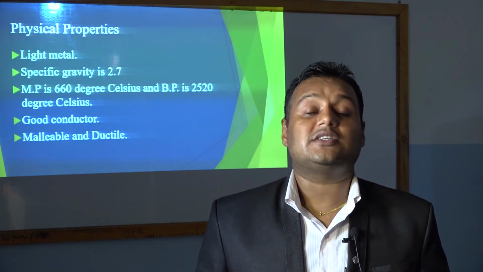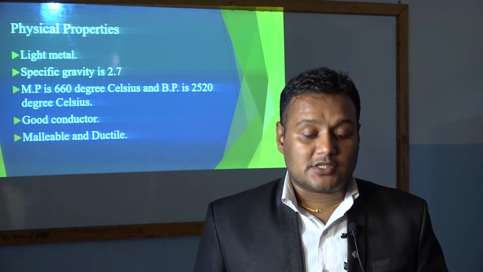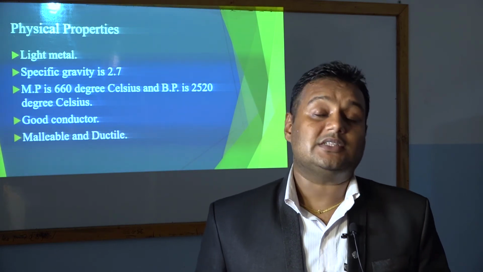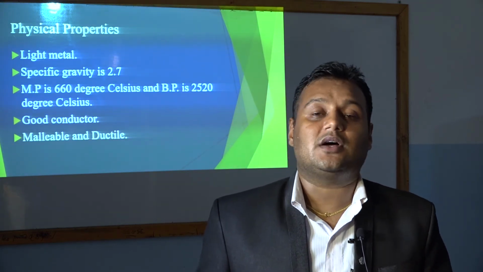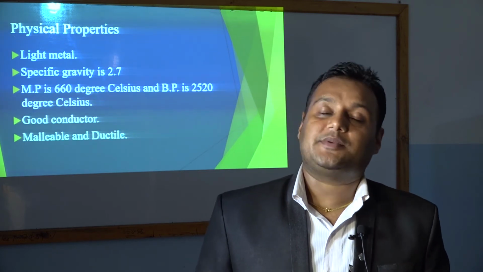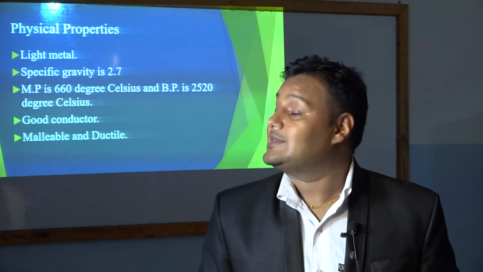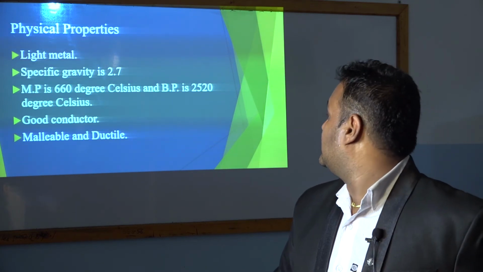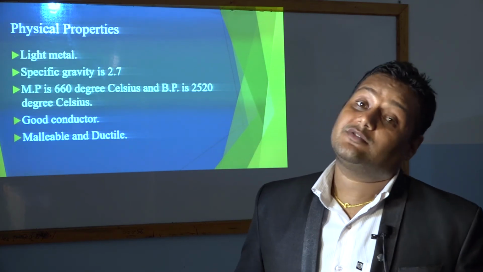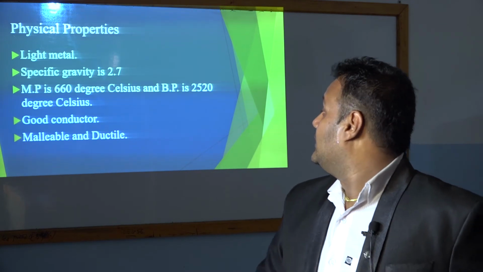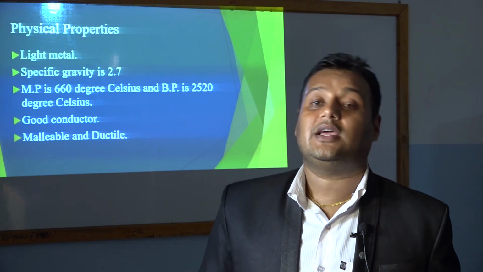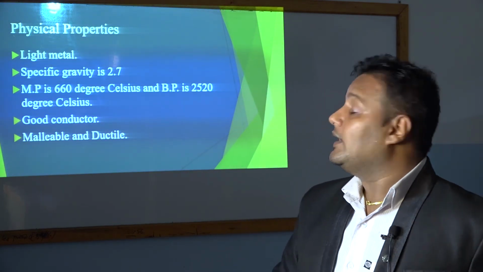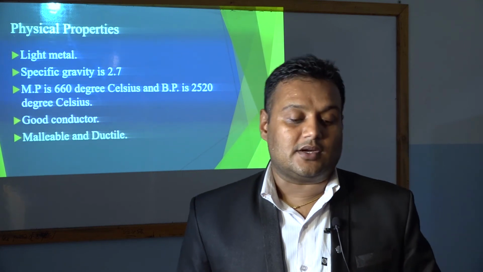So these are the physical properties. Let's recall them. Aluminium is a light metal, its specific gravity is 2.7, its melting point is 660 degrees Celsius and boiling point is 2520 degrees Celsius. It is a good conductor of heat and a good conductor of electricity. It is malleable and ductile.